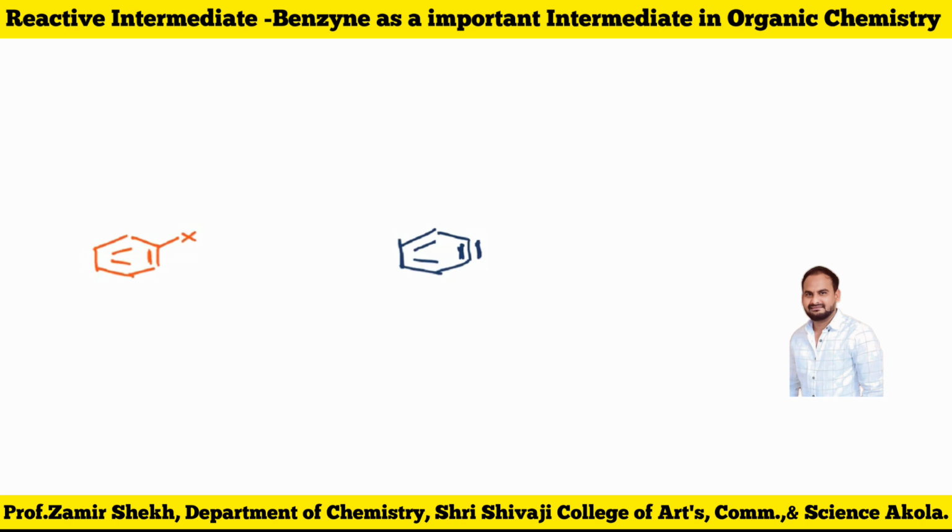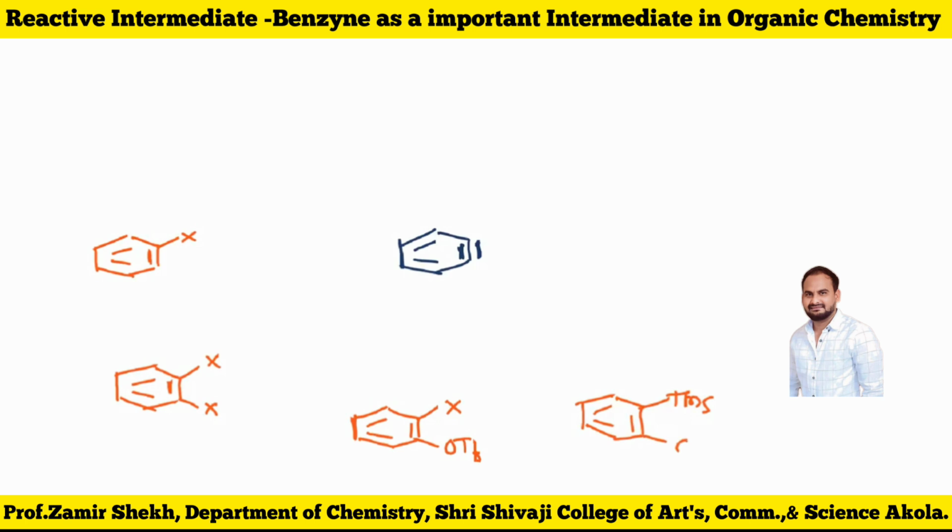From dihalobenzene, from the different di-substituent groups, for example X, and this triflate group is there. From this we can prepare benzyne using tetramethylsilane, and here OTf is there.